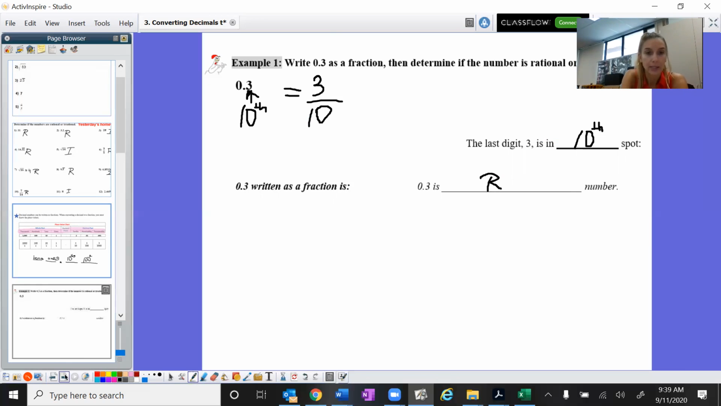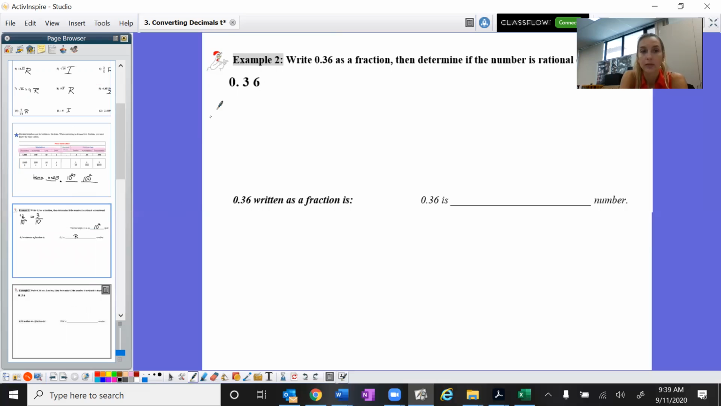Let's go to the next example. 0.36. Well, let's look at the last digit. It's the 6. So we need to determine which spot the 6 is in. Well, the 3 is in tens. The 6 is in a 100th spot. So I have 36/100ths. So if I was to write that as a fraction, it will be 36/100.